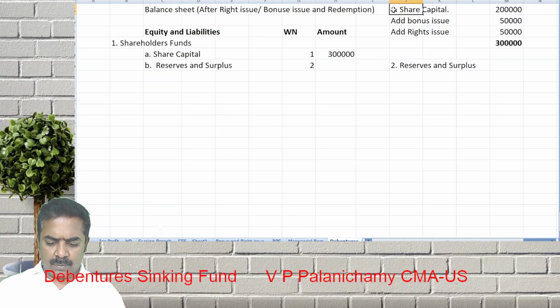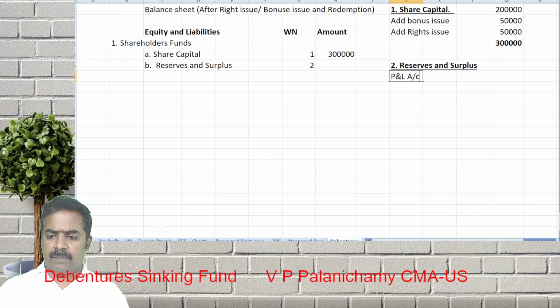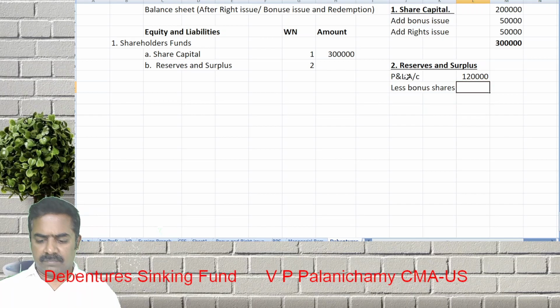For reserves and surplus, look at the old working. What was the reserves and surplus given? Only the P&L account balance is given. What is the P&L account balance? 1,20,000. What all have we used this for? We have used it for the bonus issue. How much have we used for bonus shares? 50,000. Have we used it for anything else?